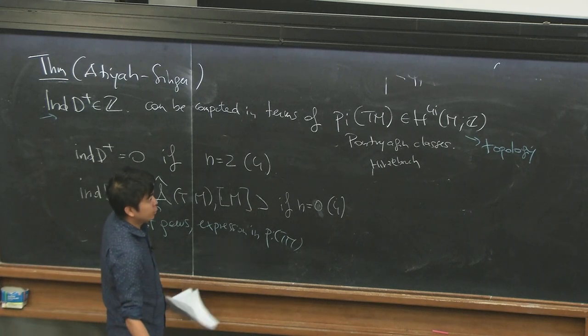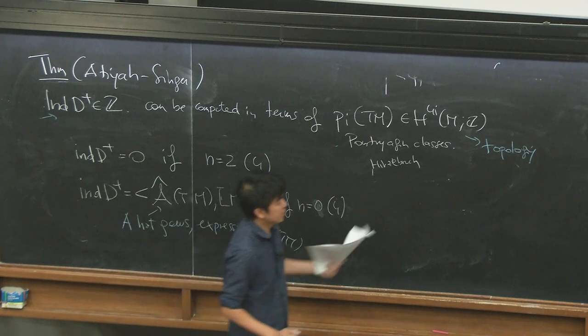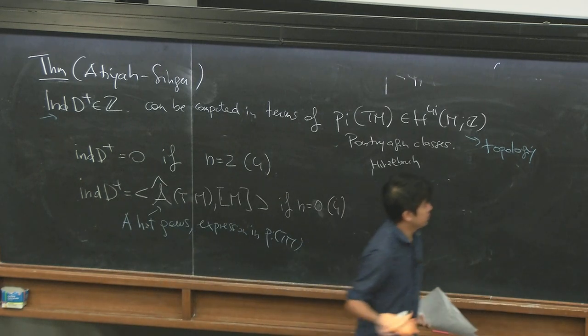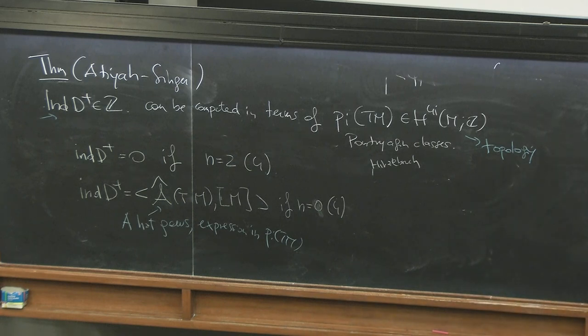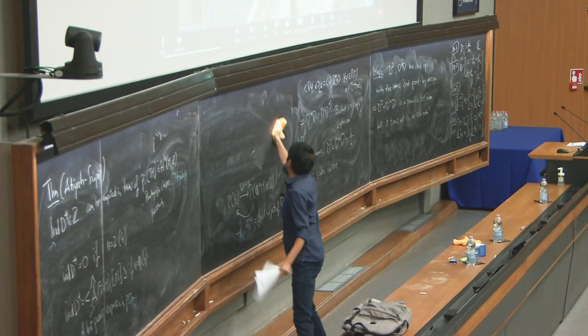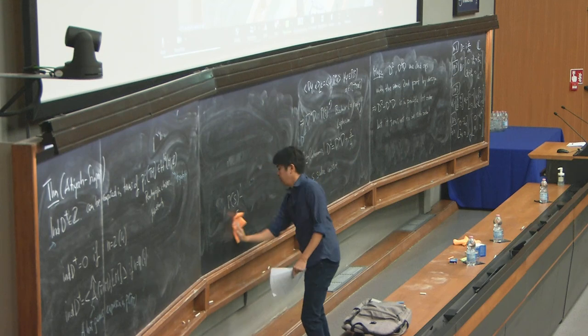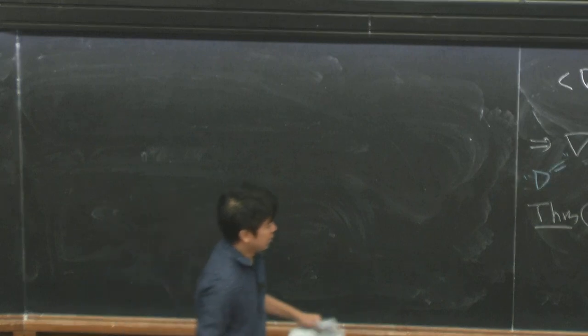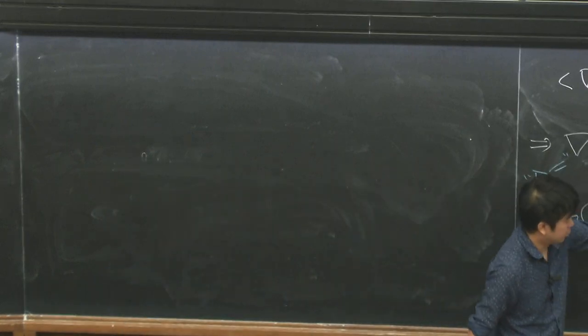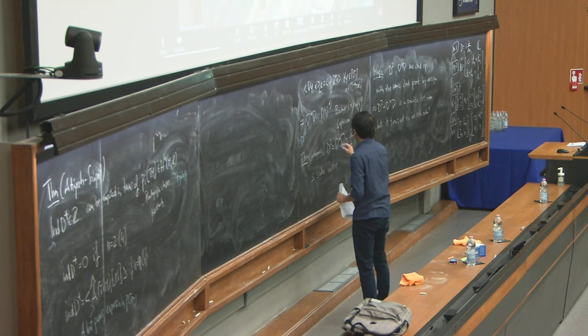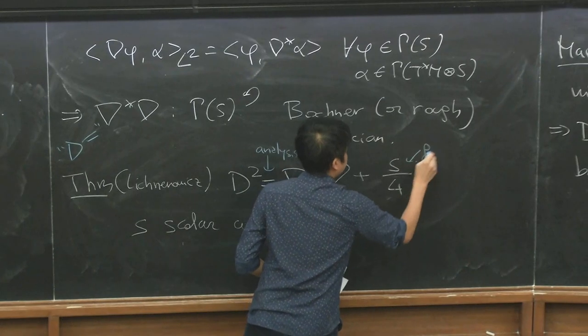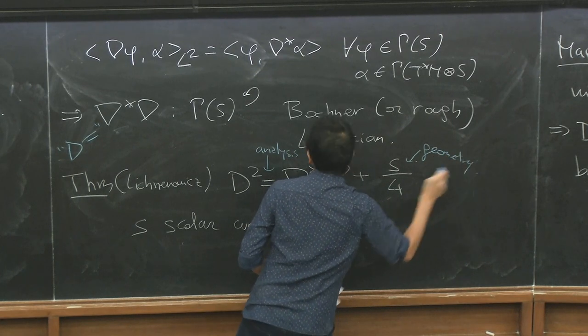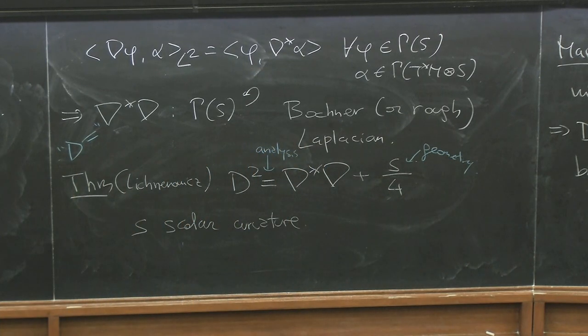Okay, so let me put these two things together. I'll just erase the middle board. You can think of this as relating differential operators, so analysis, to geometry. So if we put these two things together, we get a relation between geometry and topology as follows.